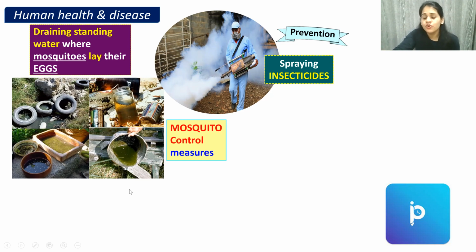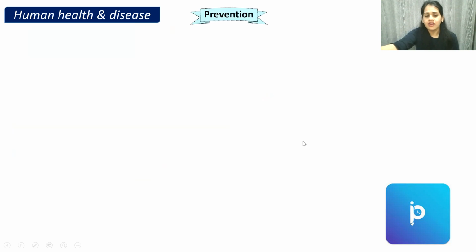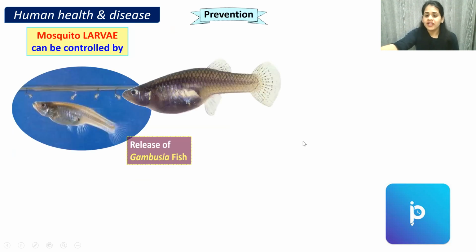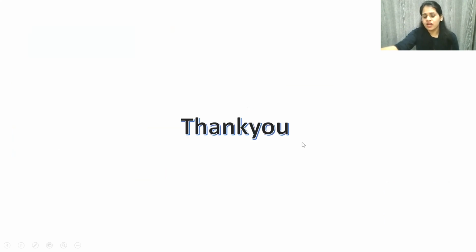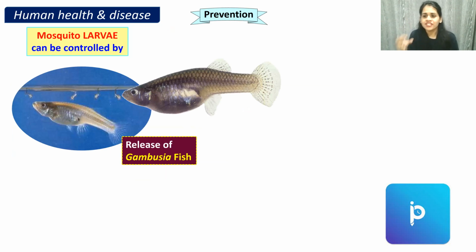That is why mosquito-borne infectious diseases like malaria and dengue usually spread much in the rainy season. Why? Because at that time there is an accumulation of water where they lay eggs. And mosquito larvae can also be controlled by the release of Gambusia fish, because these Gambusia fish will eat up the larvae. So that is all about the preventative methods, which I know you already know. There is nothing to learn over here. The only thing which you should know in this video is about the classical wave of fever.